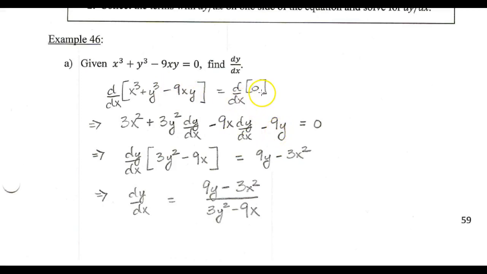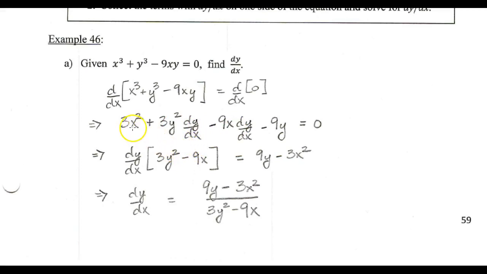Equals, on the right-hand side, the derivative of 0, which is 0. Now I've done the derivatives, and I need to know what dy dx is. I need dy dx equals something. So now it just becomes algebra. Put all the terms with dy dx on the left side of the equation, which is the second and third term here, and factor out dy dx. So I get dy dx times 3y squared for this guy, and a minus 9x for this guy.